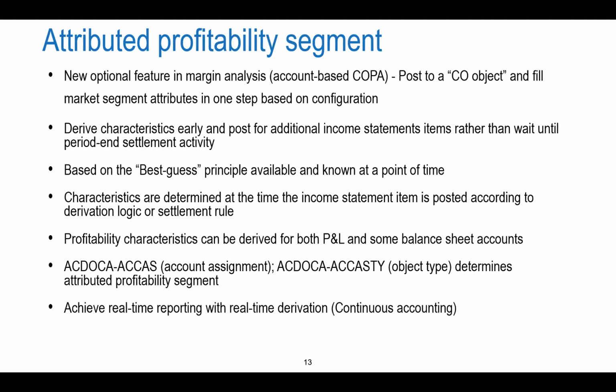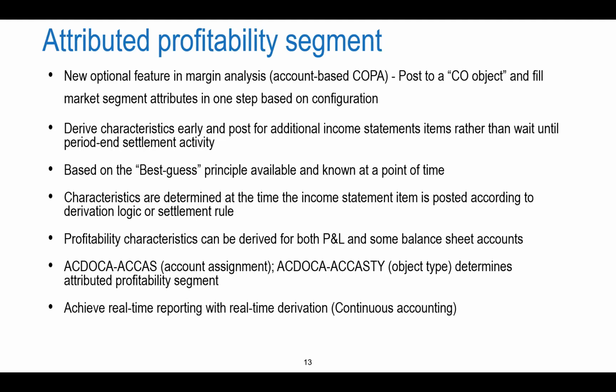So we derive characteristics and post these characteristics on the income statement items throughout the month whenever required. What this means, based on the best guess principle, at a point of time, whatever is available at a given time, I take that information and post it to the universal journal. So like I was saying before, you don't have to wait to see the COPA values till month-end close happens with allocations and settlements. You can see all this information ahead of time throughout the month.